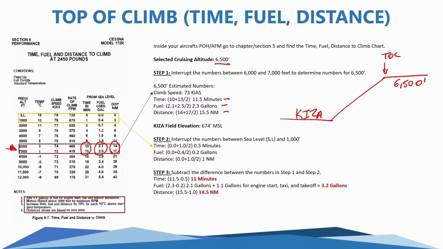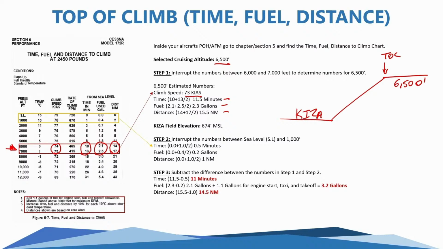If you're operating at an airport that is higher than sea level, then you're going to have to do 2 separate steps. Okay. That's step number 1. And the other component that I'm also going to write down is my climb speed. The climb speed is between 73 and 74. I am going to use a more conservative number. You always want to go more conservative or slower in this case. So I'm going to choose 73 knots indicated. That's basically your knots indicated airspeed.